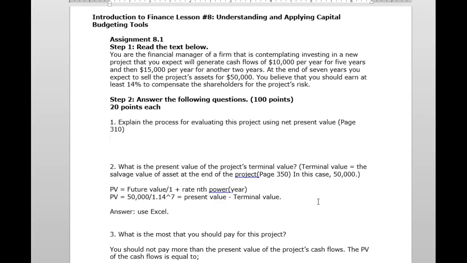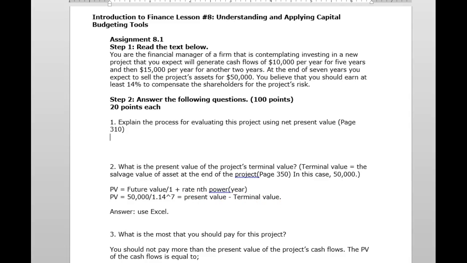Now you'll find the definition or a description of terminal value on page 350 in the book. Terminal value is the salvage value of an asset at the end of a project, and in this case it's $50,000. So we need to find the present value of a future value, in 7 years at the rate of 14%, as I recall. Yes. So you're just going to lay that out. That's 50,000 divided by 1.14 to the 7th power, and that equals the terminal value.